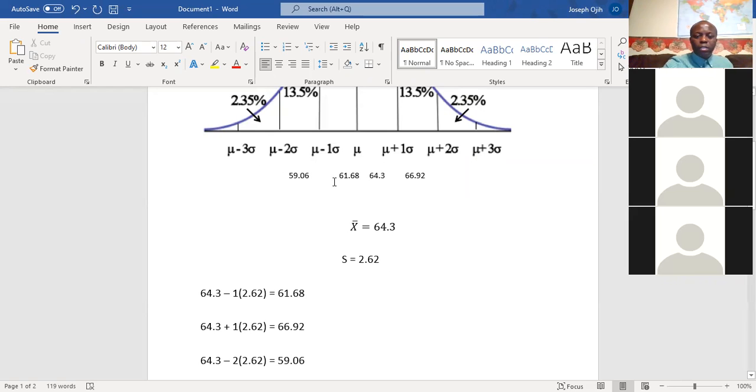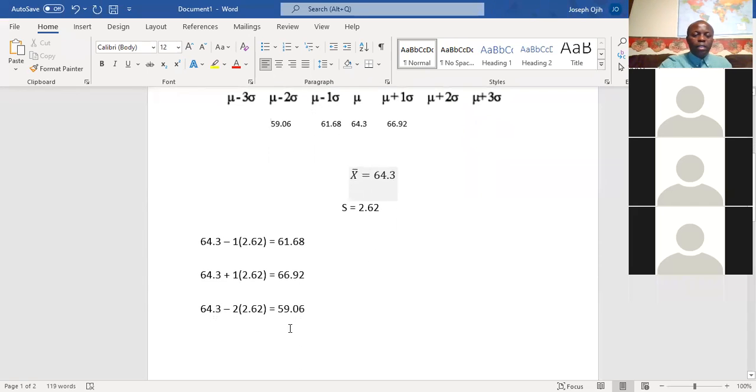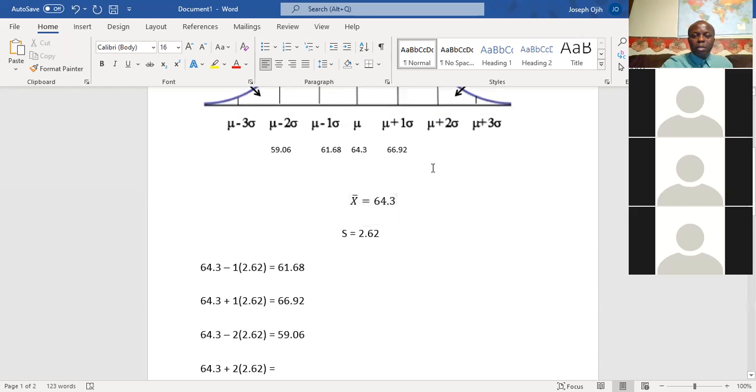So I'm going to adjust this. Okay. So this one goes for this part. And let us repeat the same process for mean plus 2 standard deviation for the right side. I'm going to use plus now. 64.3 plus 2 times 2.62, which represents our mean plus 2 times standard deviation.